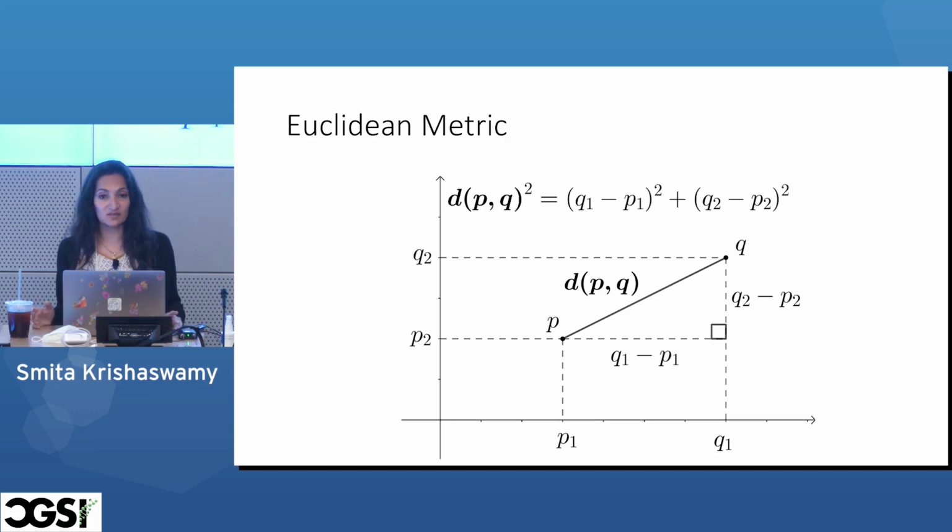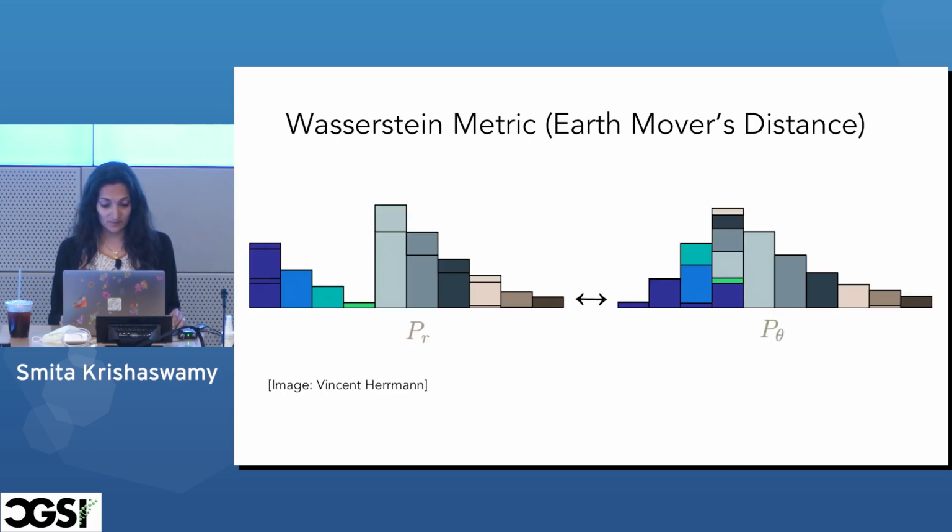One is just a Euclidean metric. This is the one that you're used to. It's just the Euclidean distance. So it's the square root of the difference of the x values squared plus the difference of the y values squared.